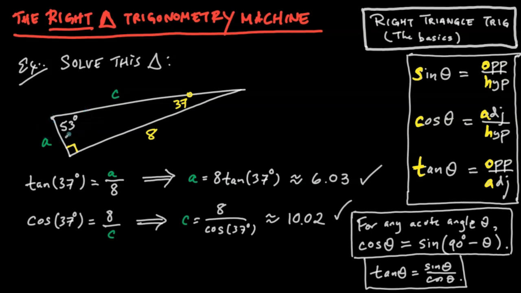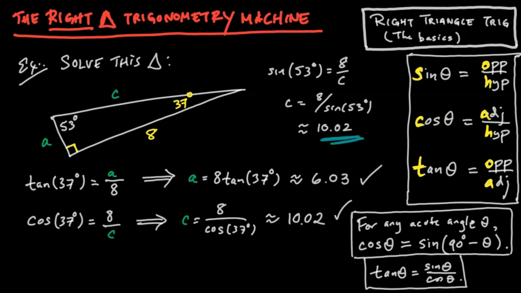We could have said, I'm going to use this 53-degree angle, I know the opposite leg, and I want the hypotenuse, so I'm going to use sine, opposite over hypotenuse. And then I would have had sine of 53 degrees is 8 over C, from which it follows that C is 8 over the sine of 53. And when I run that through my calculator, I get, of course, the same 10.02. So same conclusion, of course, but slightly different path because I used sine.